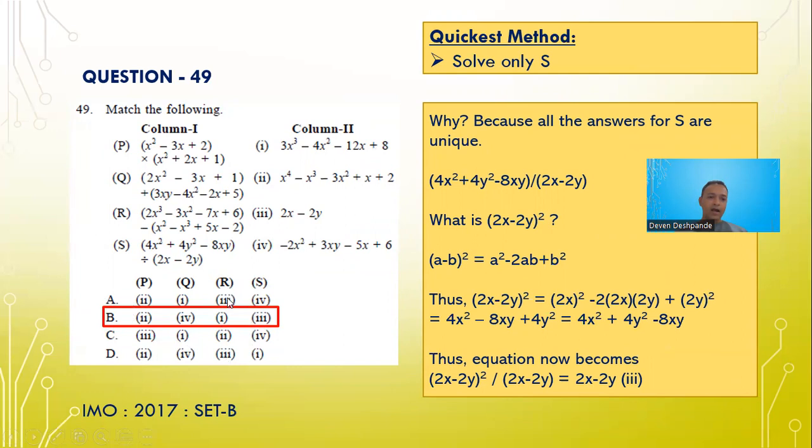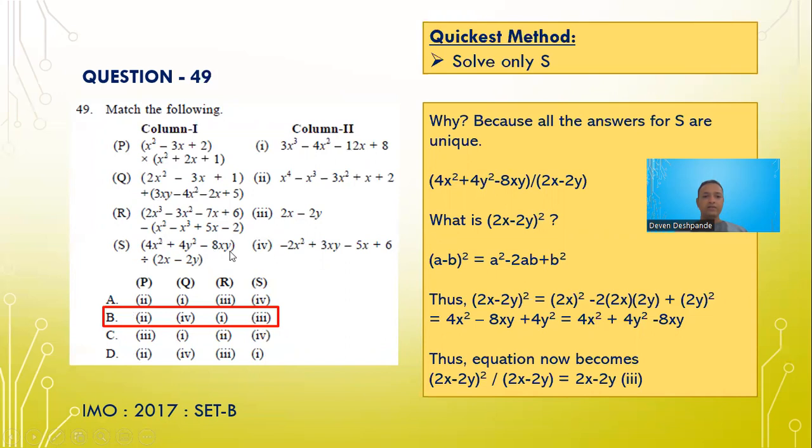If you take R, R is here and R is here as well. Answers are not unique. If you say Q, 1 is here, 1 is here. Answers are not unique. P is 2 here, 2 here, 2 here. So for P also, answers are not unique. So solve only for S.